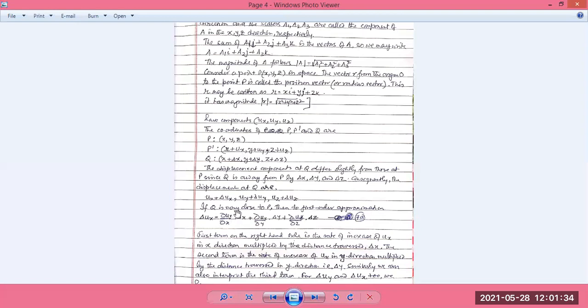Now, if delta is very close, then under approximation, delta ux, delta uy. So we know Q is very close to P, so we can differentiate and say, in terms of rate of changes, in terms of the differential equation, ux, delta ux means this change here. The amount of change is given by delta ux equal to dux by dx into delta x, dux by dy into delta y, dux by dz into delta z.